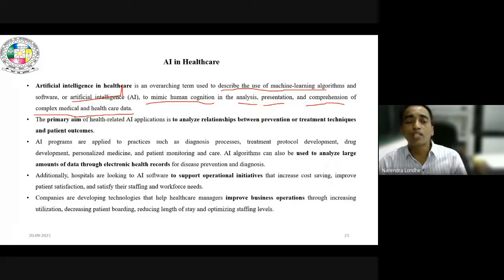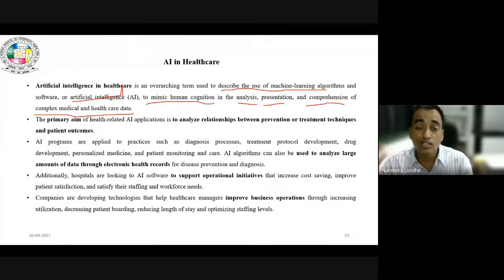When I say complex medical and healthcare data, you have to understand, many of you go to the hospitals and see that doctors take MRI, CT, and so many scans. For one single scan, they capture thousands of images. Just understand how huge the data is to scan, understand, analyze, present, and comprehend.